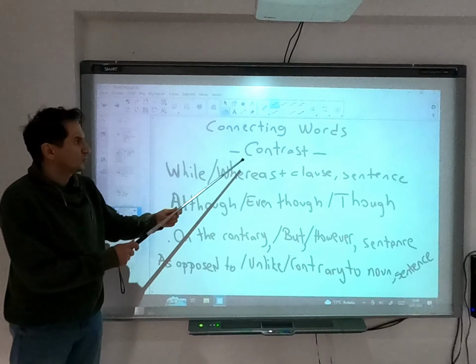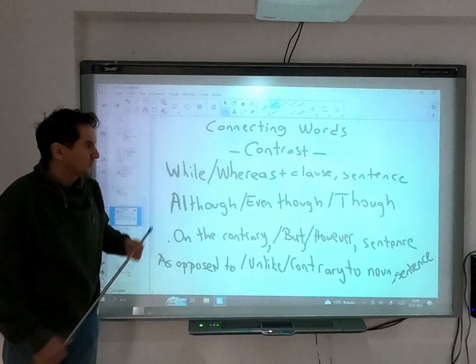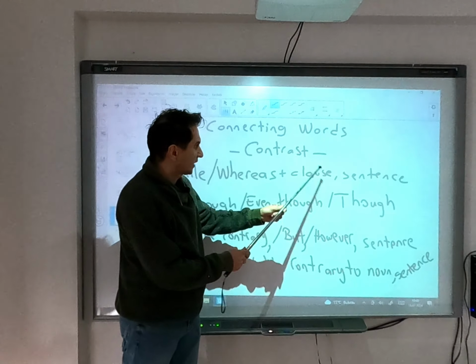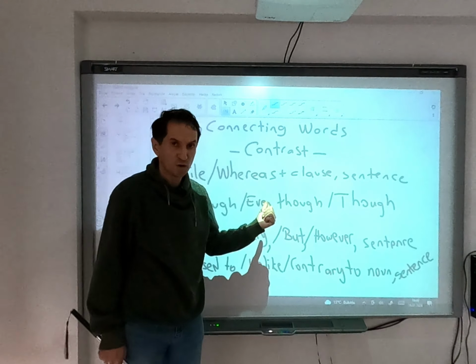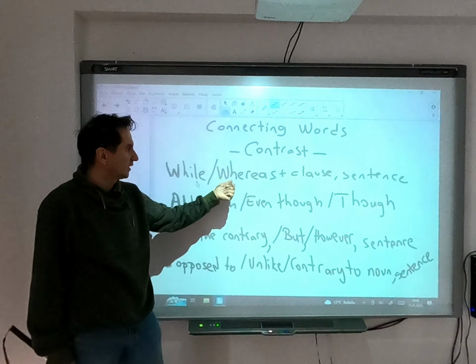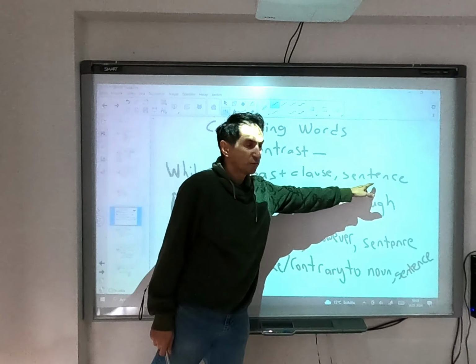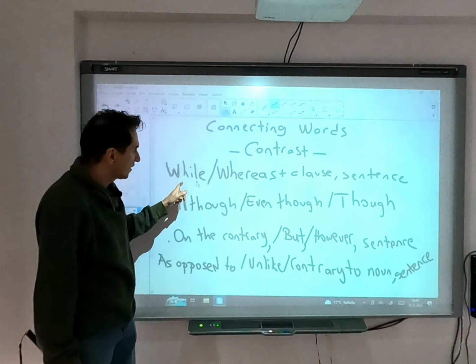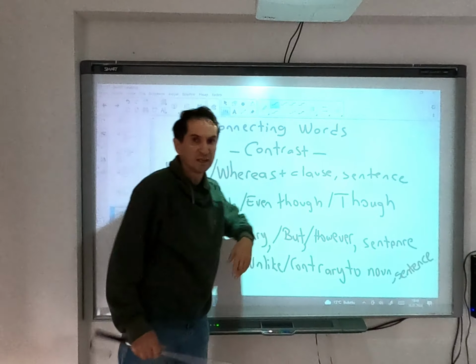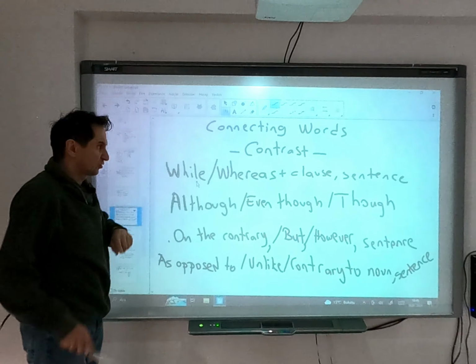Okay, so when you are talking about contrast, you can use while, whereas, okay? While, whereas is followed by a clause. Clause is like subject verb structure, but connected to while, whereas, okay? And then you have a full sentence here. So you can say while A increased, B decreased, okay? So you are giving contrasting trends, okay?